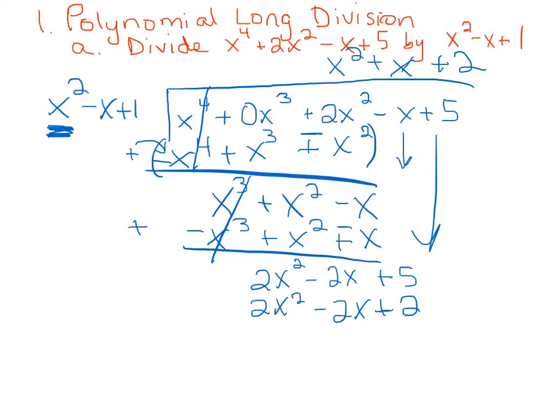plus 2. If we subtract, we can add a line, change the signs. So our first terms cancel out. Our second terms actually cancel out. In this case, we end up getting a positive 3 here.